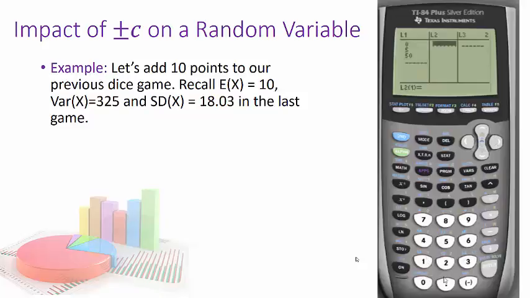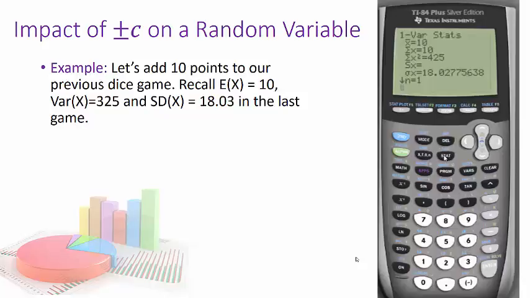Then the probabilities, which was 0.5 for the first one, and then 1/3 for the second one, and then 1/6 for the last one. Notice you can enter fractions directly into there, and it will convert it for you. So if I run the one var stats like I did before, you can see that I'm going to get the expected value of 10, the variance of 325, and standard deviation of 18.03.